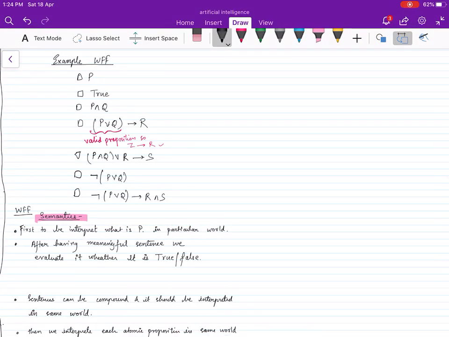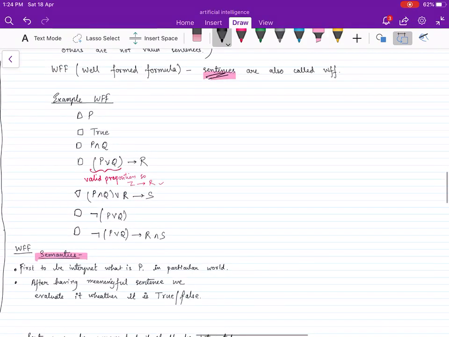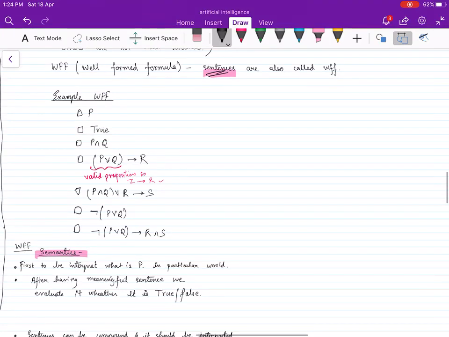So we were discussing propositional logic. What are WFF? Yesterday we discussed that WFF are well-formed formulas, and sentences are known as WFF. So instead of sentences, we will be using WFF. So what are the examples of WFF?